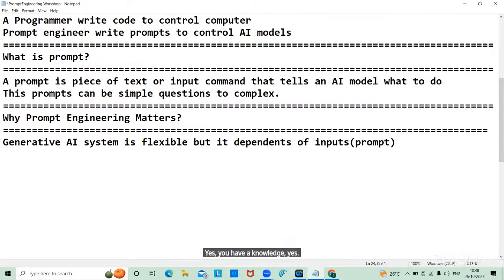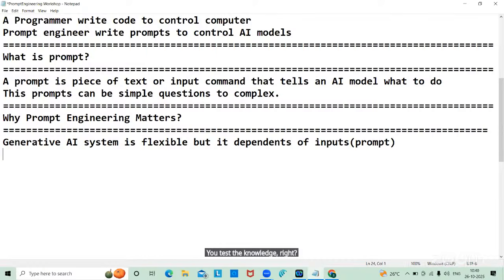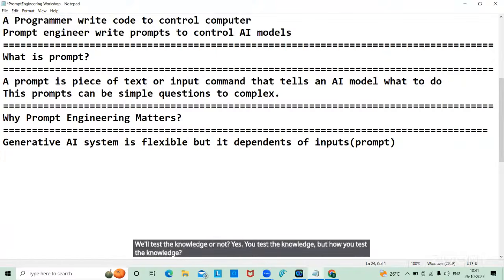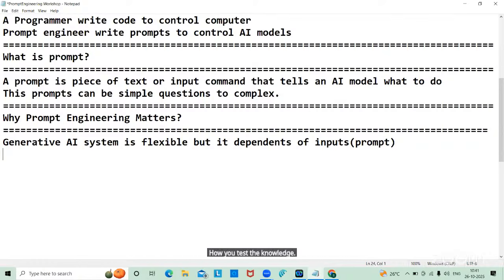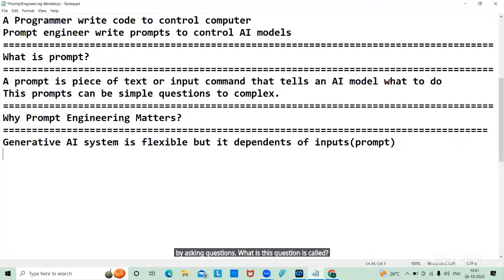Simple. I'm telling you how you know the potential of one person, one faculty. You test the knowledge, right? But how do you test the knowledge? By asking questions. What are these questions called? Prompts. Very good, Amrish. Yes, very good. You are asking prompts.